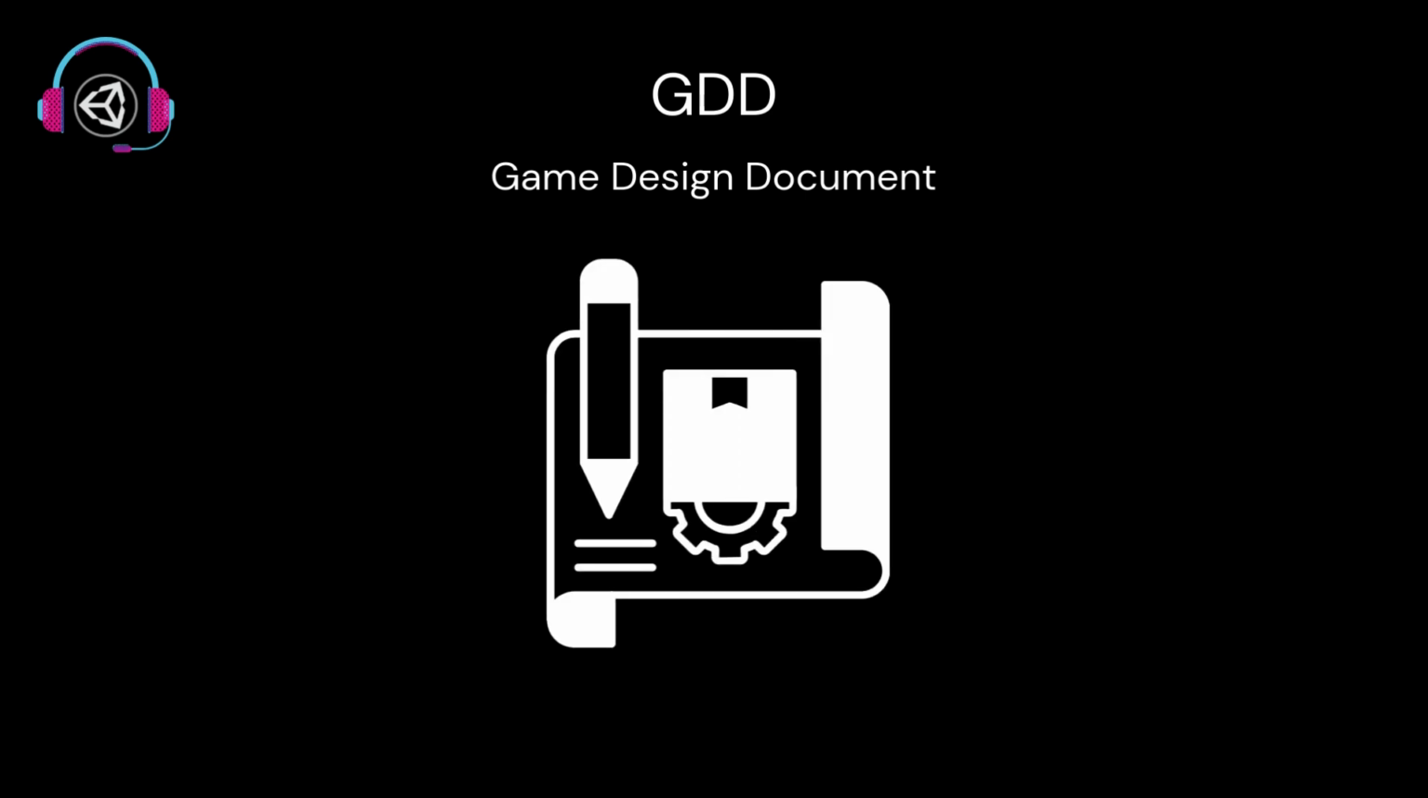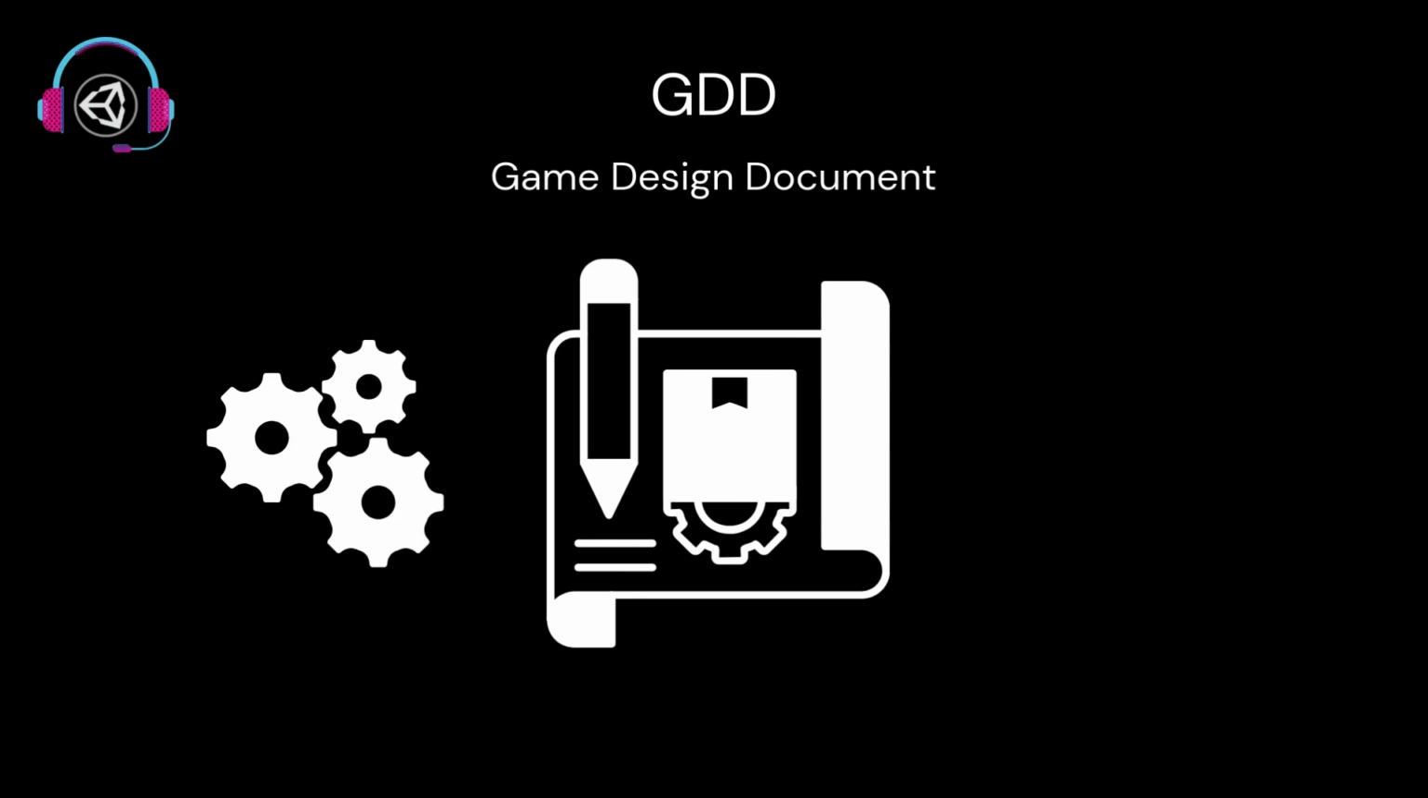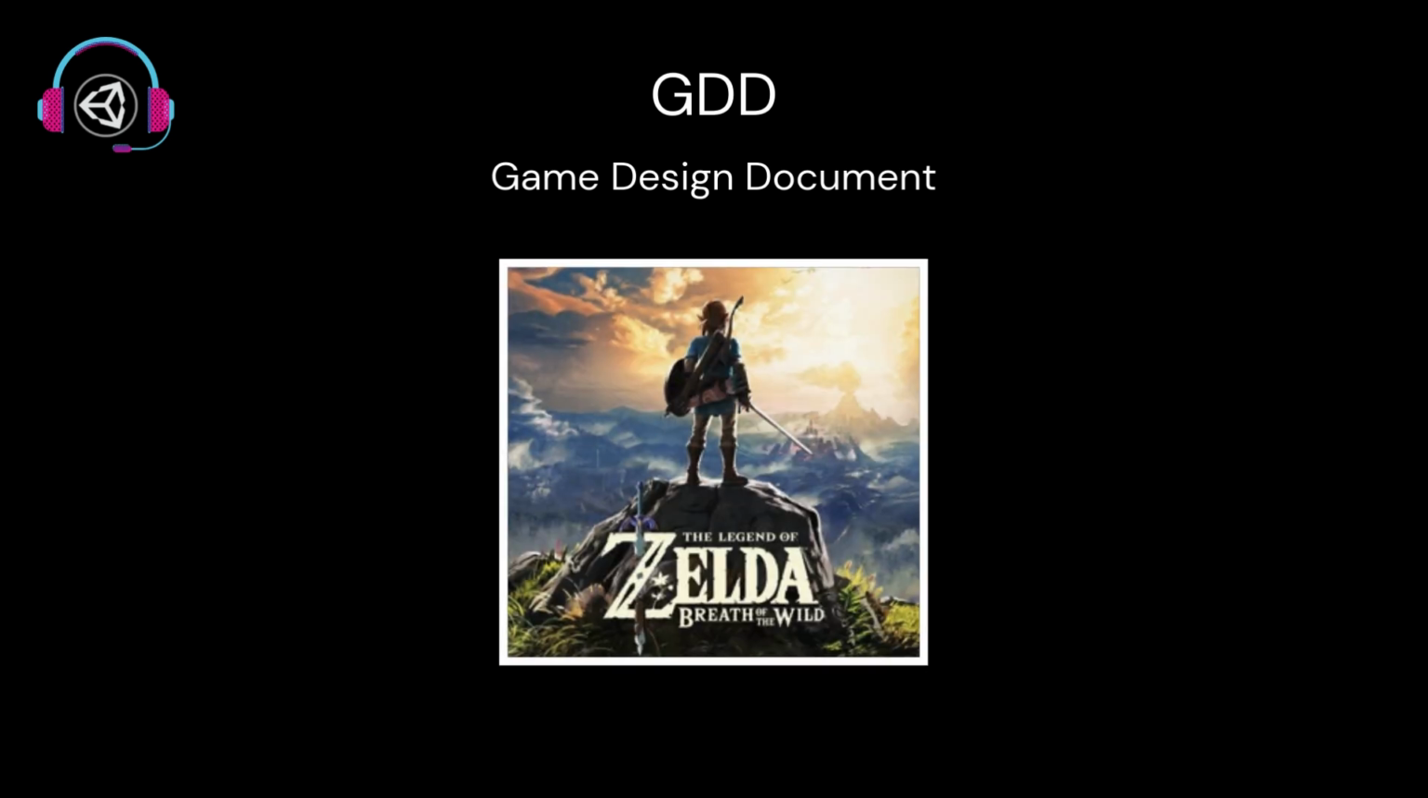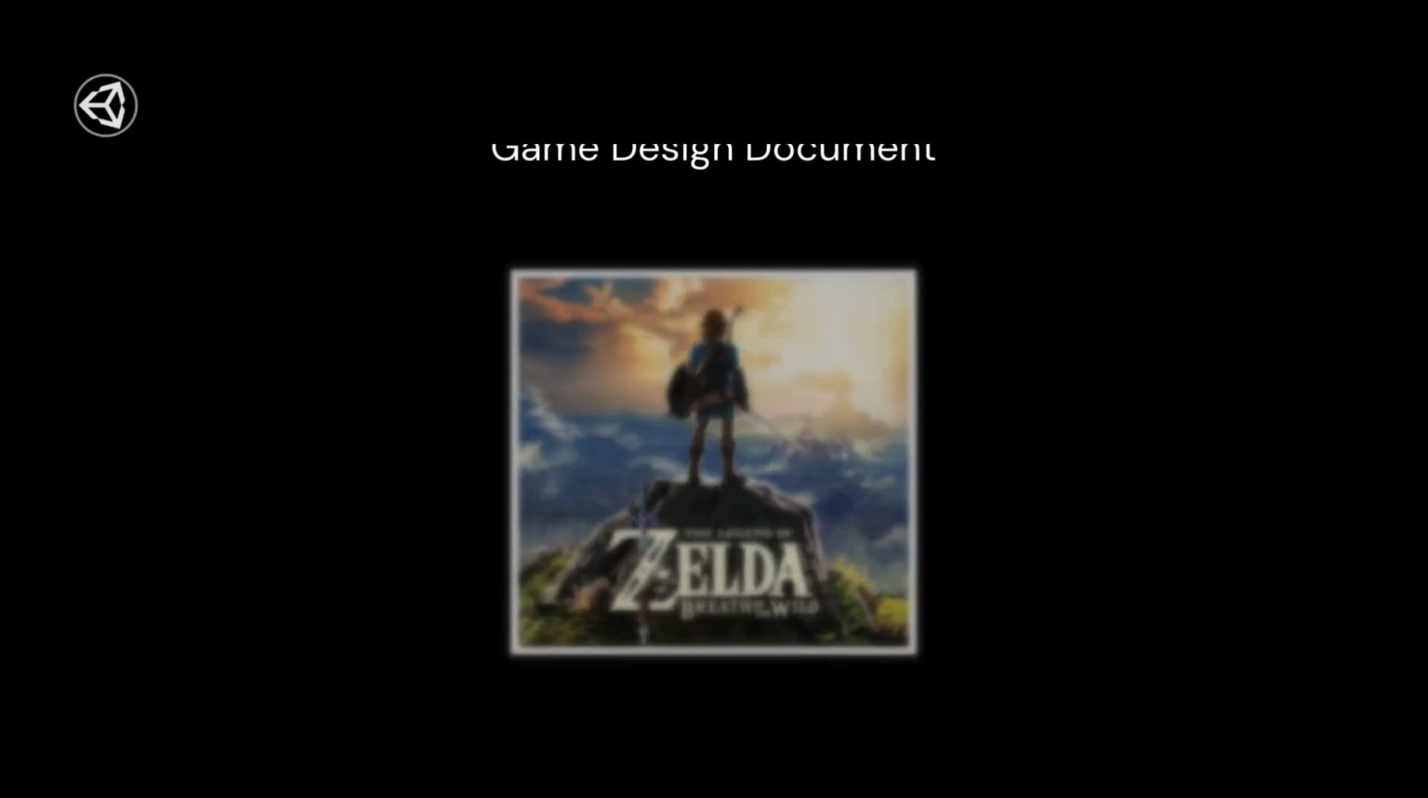GDD. A GDD stands for Game Design Document. GDD is like the blueprint of your game. It outlines everything about the game's mechanics, story, visuals, and more. It's a critical tool for keeping the entire development team on the same page. Before starting development on The Legend of Zelda: Breath of the Wild, the team would have created a GDD to detail things like open-world exploration, combat mechanics, and the overall storyline.